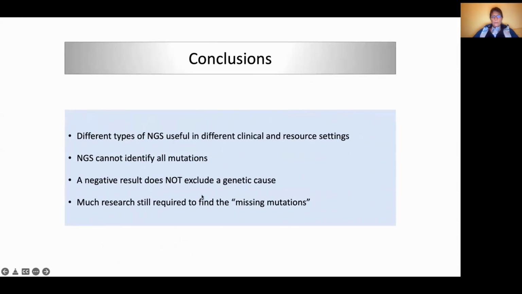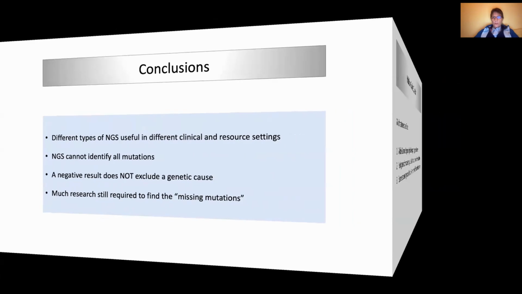So I think I'm going to finish there just by reminding you that different types of NGS are useful in different clinical and resource settings. They cannot identify all mutations, and therefore a negative result, even with whole genome sequencing, does not exclude a genetic cause. So much more research is required to find these missing mutations. So I'll finish there. I'm sure we'll have time for questions.